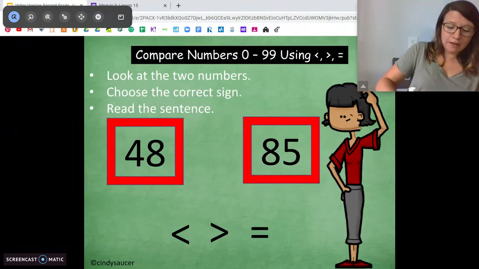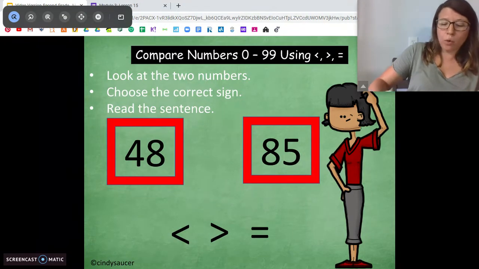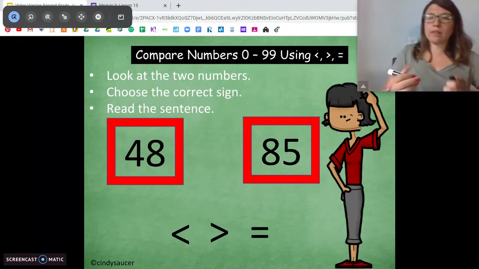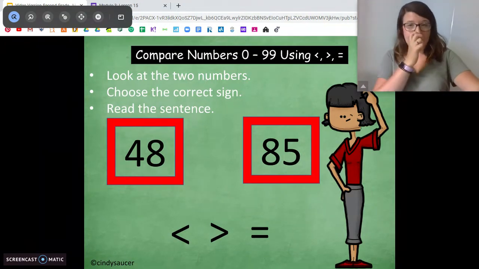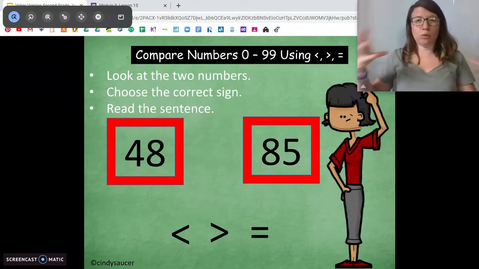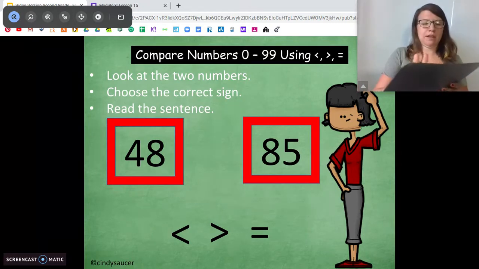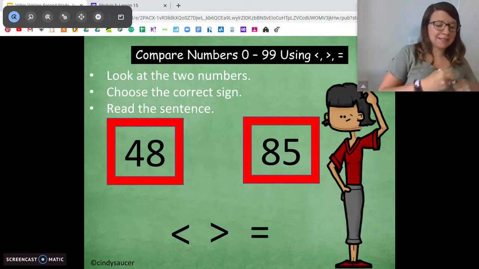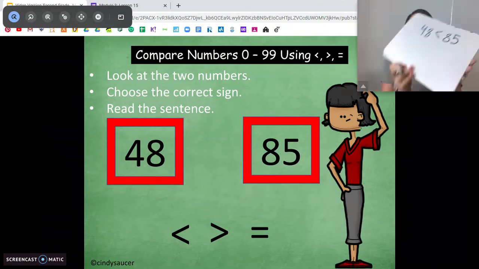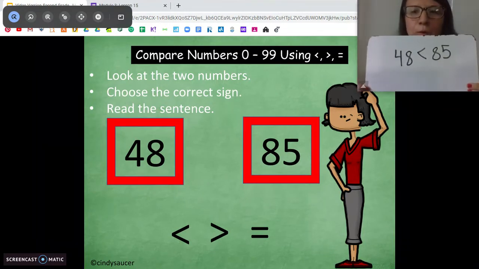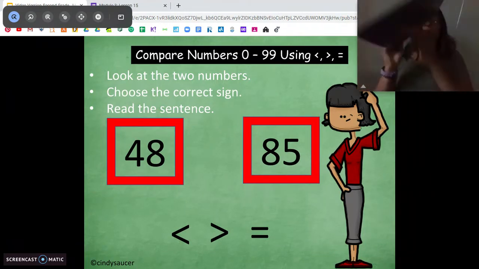Make sure when you're writing them on your board that you're writing them in the order that they are on the screen. Okay, that's important. It's important to how we read the sentence. All right, what'd you get? Good. Oop, I messed mine up. 48 is less than 85. Awesome work.